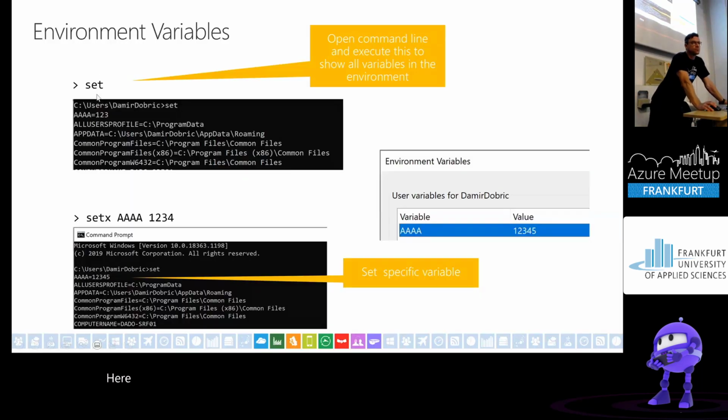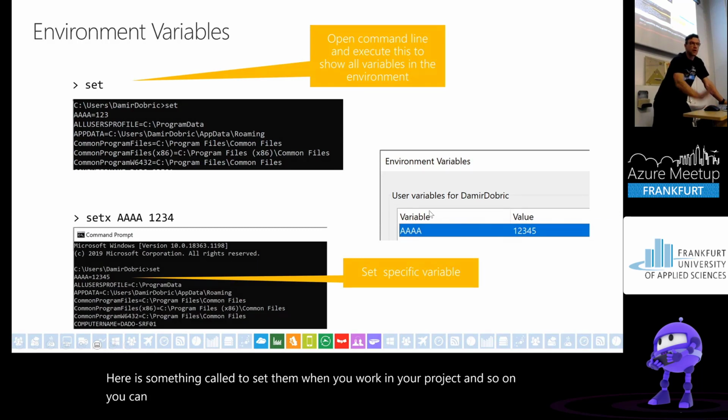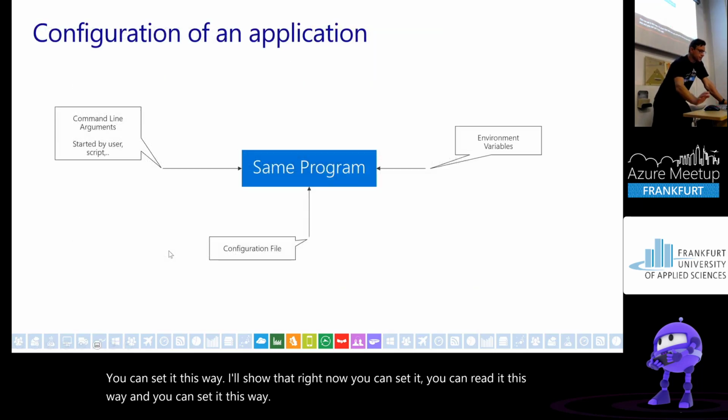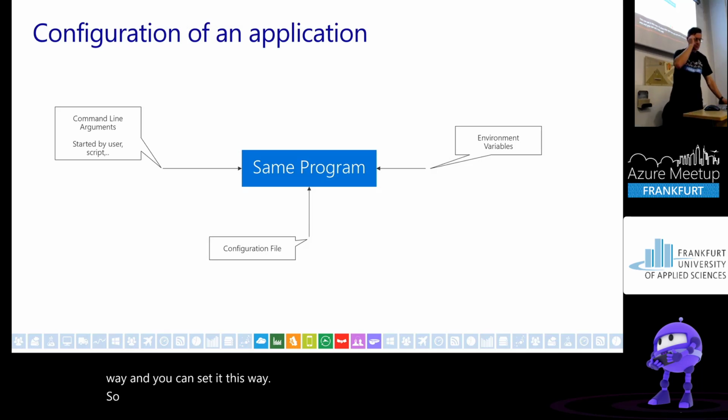Something about how to set them when you work in your project and so on. You can set it this way. I'll show that right now. You can read it this way, and you can set it this way. So, you program. This is the program. And how to configure the program.